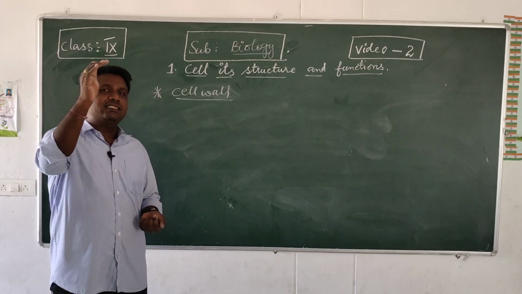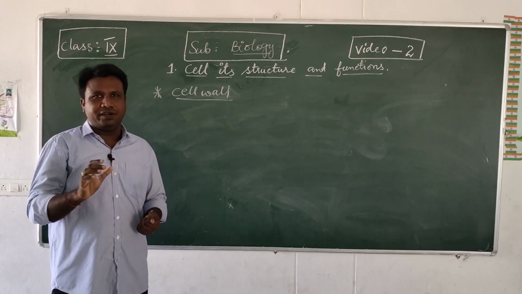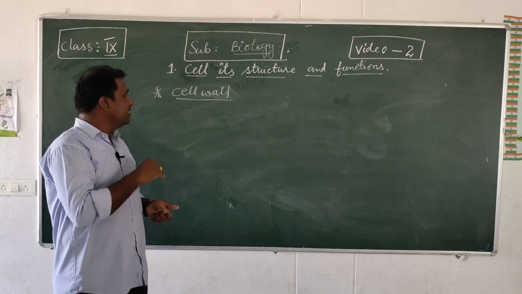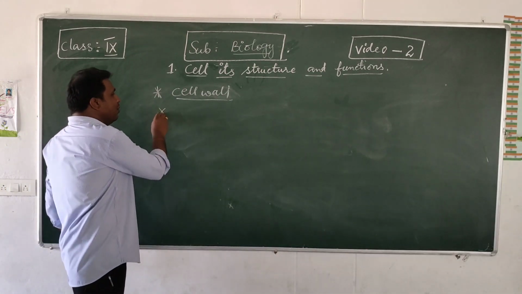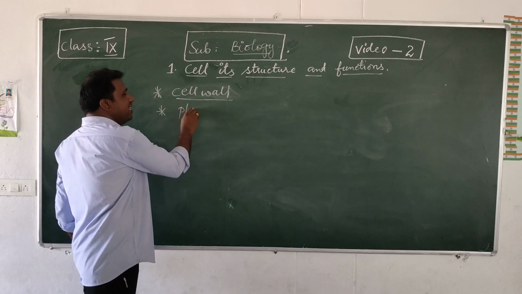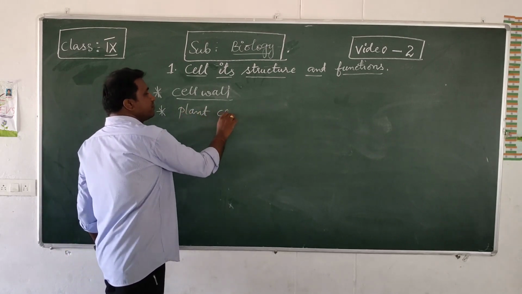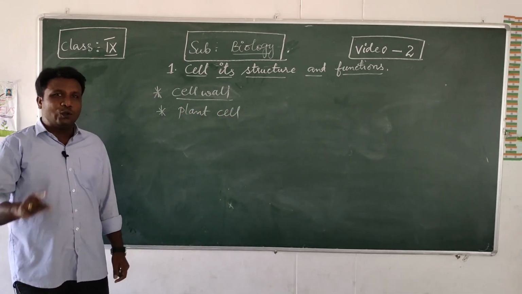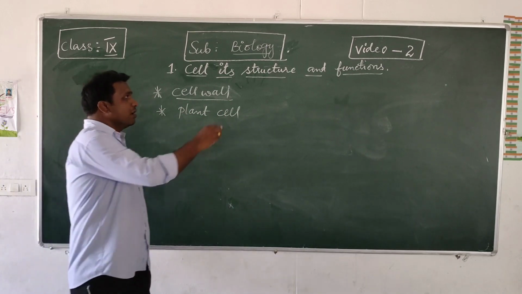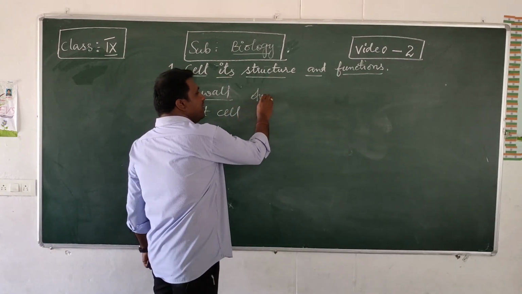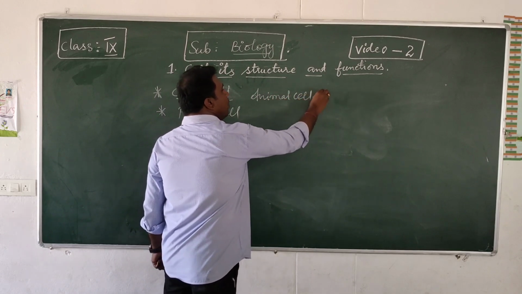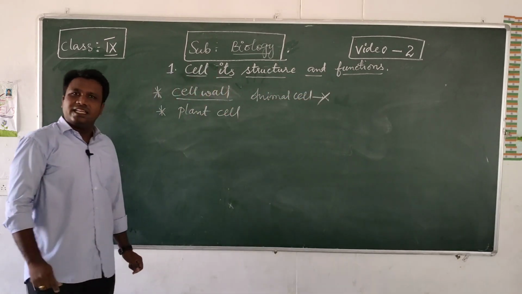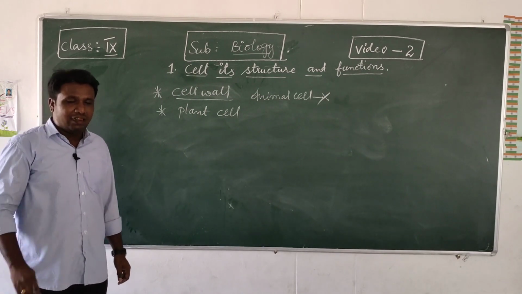See, the layer that surrounds the cell is called the cell membrane. Then what is the cell wall? Where is the cell wall present? See, the cell wall is present only in the case of plant cells, but in the case of animal cells there is no cell wall. In animal cells, there is no cell wall.